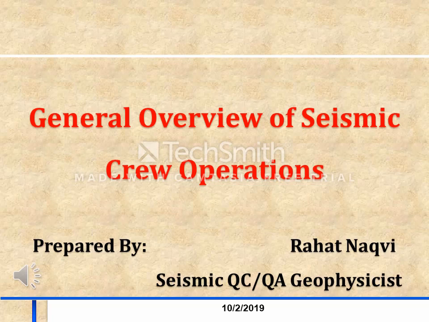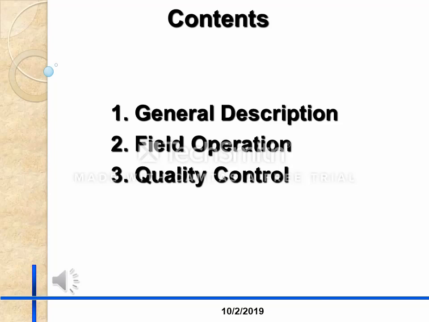In this video, I will share the general overview of seismic crew and seismic field operations, particularly onshore. When we talk about the contents of the seismic field, we can generally divide into three parts. Firstly, general description of the exploration criteria or general description of the seismic acquisition, second, the field operations, and third, how the quality control department of the crew works.